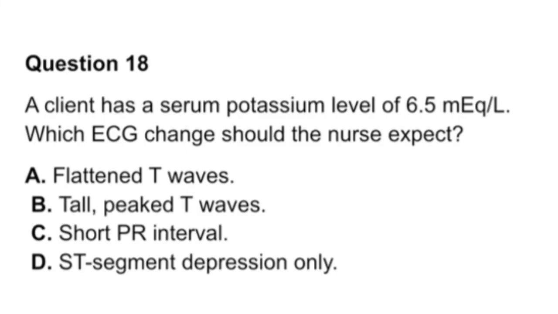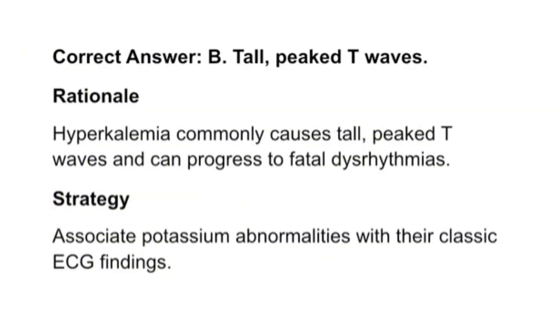Question 18. A client has a serum potassium level of 6.5 mEq/L. Which ECG change should the nurse expect? A. Flattened T waves. B. Tall, peaked T waves. C. Short PR interval. D. ST segment depression only. Correct answer, B. Tall, peaked T waves. Rationale. Hyperkalemia commonly causes tall, peaked T waves and can progress to fatal dysrhythmias. Strategy. Associate potassium abnormalities with their classic ECG findings.